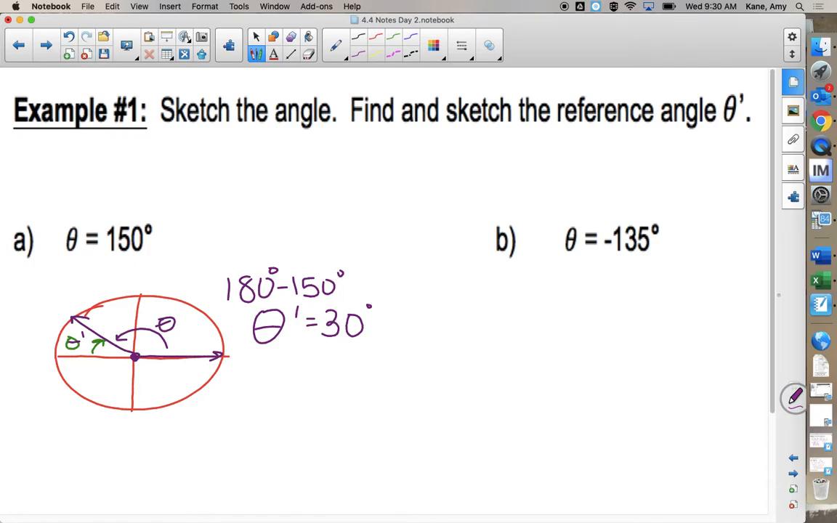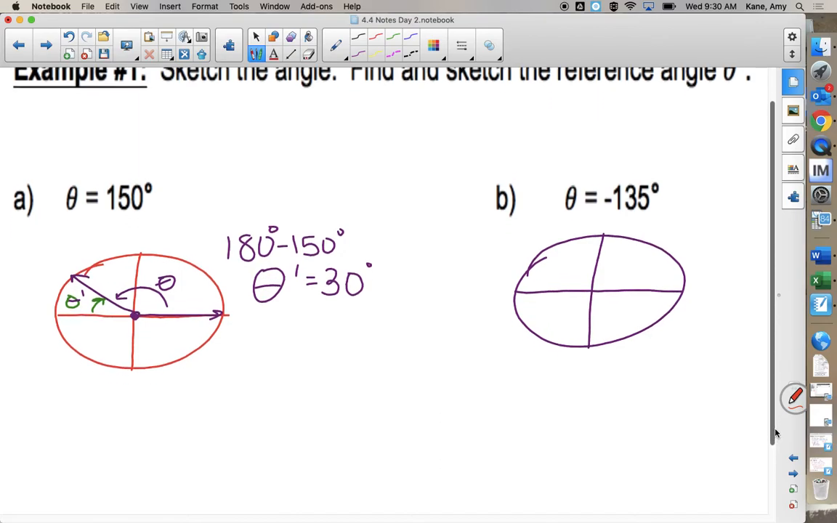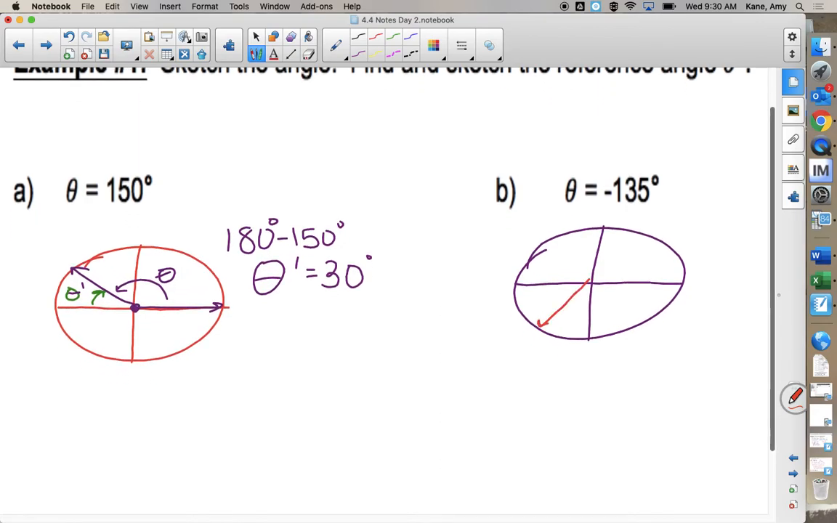So the second one, negative 135 degrees. Nick, where would negative 135 be located? Third quadrant, and if it's negative, what direction does it go? It's going to go underneath. Yeah. So there's our angle. So the reference angle connects the x-axis with the terminal side. That's where my reference angle would be.